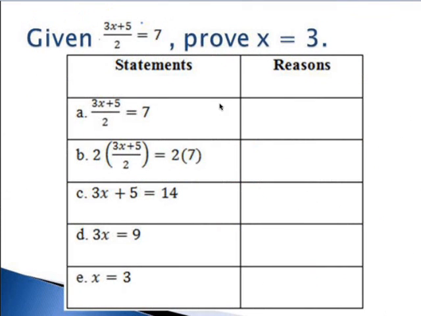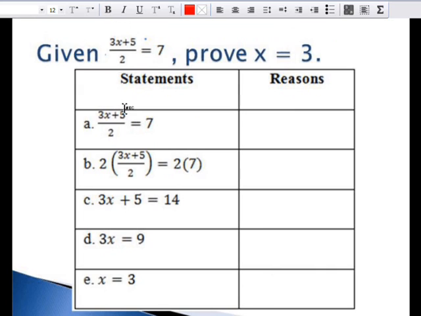Alright, so now we actually have a proof, so let's go through this and try and fill this out. So the first one again, the given information is usually in the first statement, not always, but usually, so that's easy. That's a reason that we should always get right. Please never leave the first blank on a proof problem empty when you could probably write given and get it right most of the time.